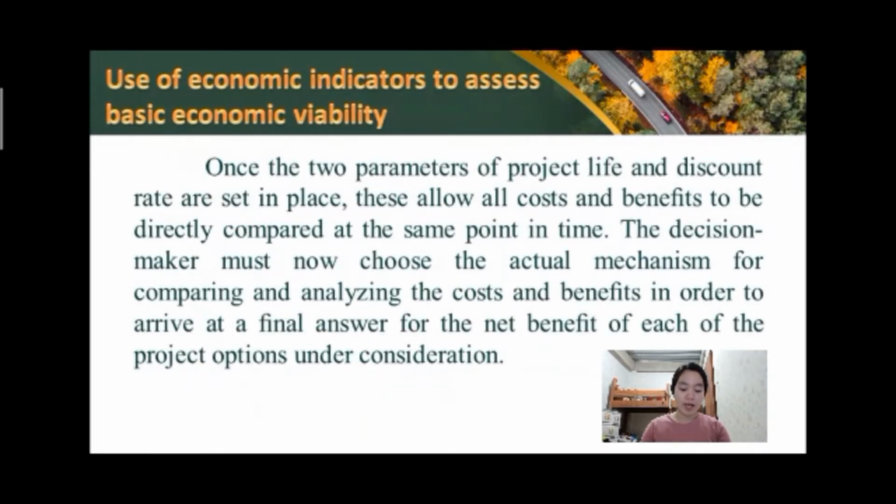Having covered the economic life, residual value, and the discount rate, we will be proceeding to the use of economic indicators to assess basic economic viability. Once the two parameters of project life and discount rate are set in place, this allows all costs and benefits to be directly compared at the same point in time. The decision maker must now choose the actual mechanism for comparing and analyzing the costs and benefits in order to arrive at the final answer for the net benefit of each of the project options under consideration.